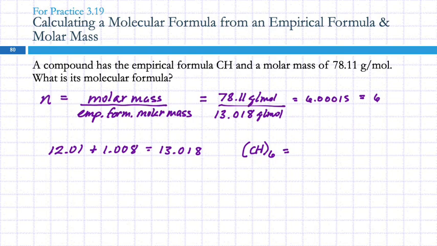We're going to take the subscript on the carbon, which is 1, and multiply by 6. And the subscript on the hydrogen, which is also 1, and multiply by 6. And there is the molecular formula. If you calculate the molar mass of the molecular formula, you're going to get 78.11, or really close.